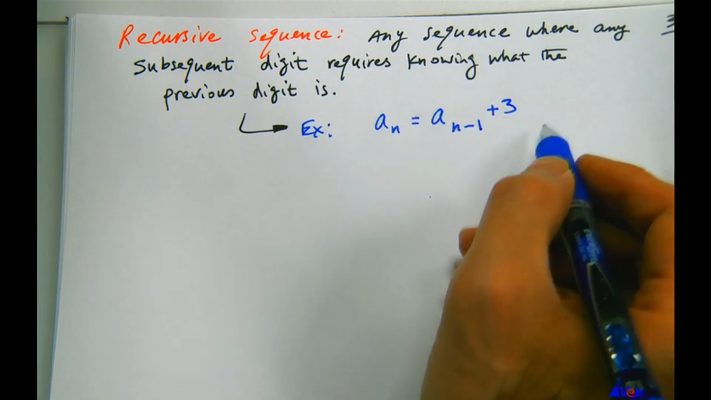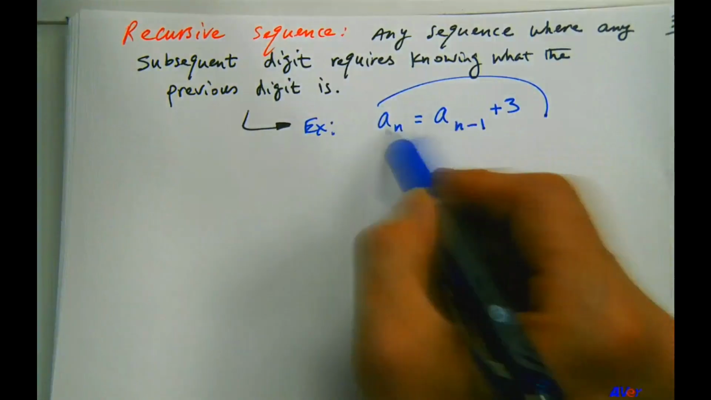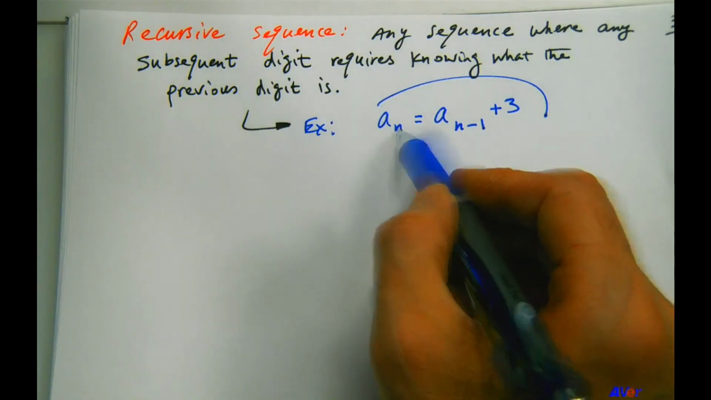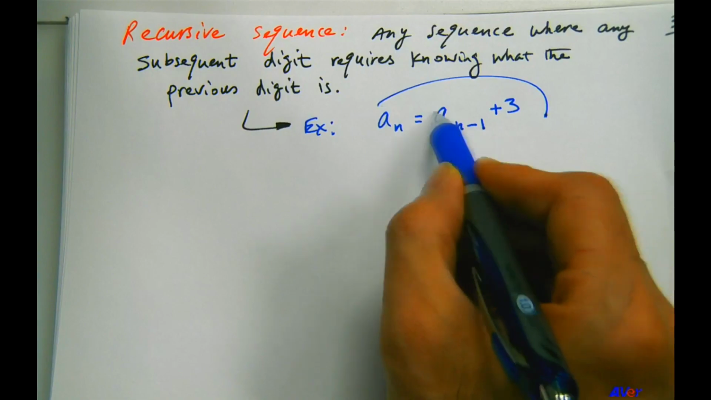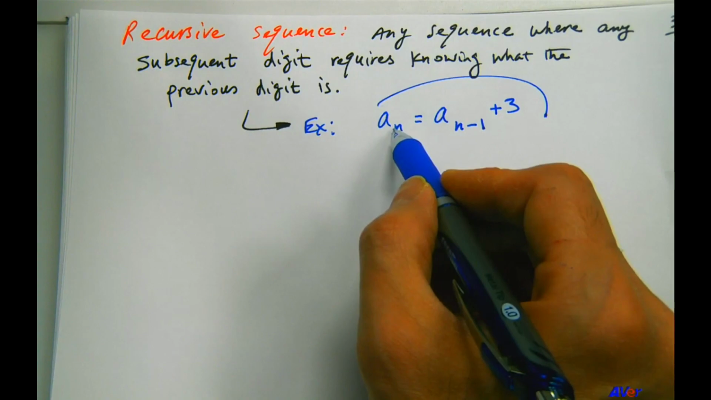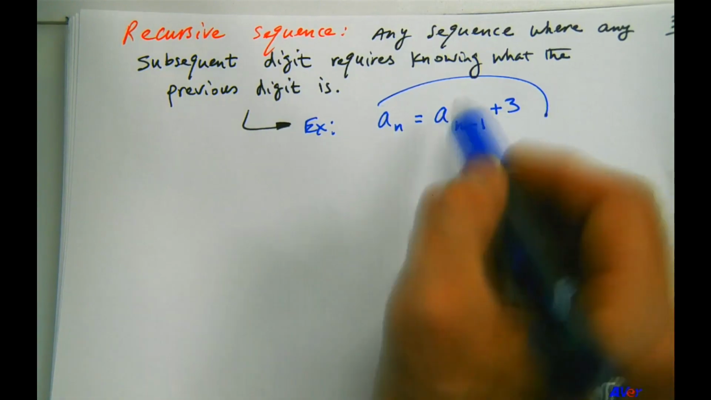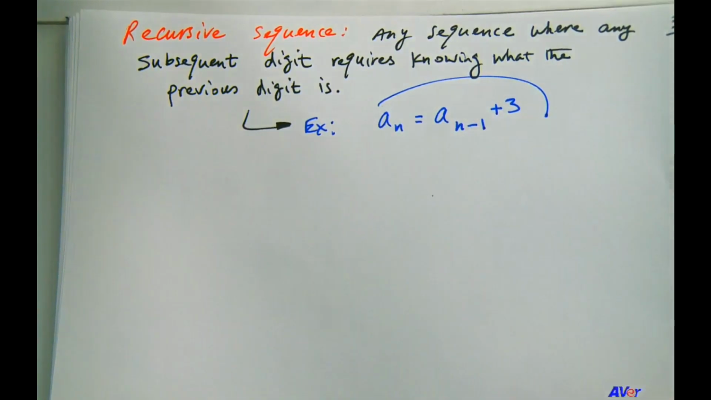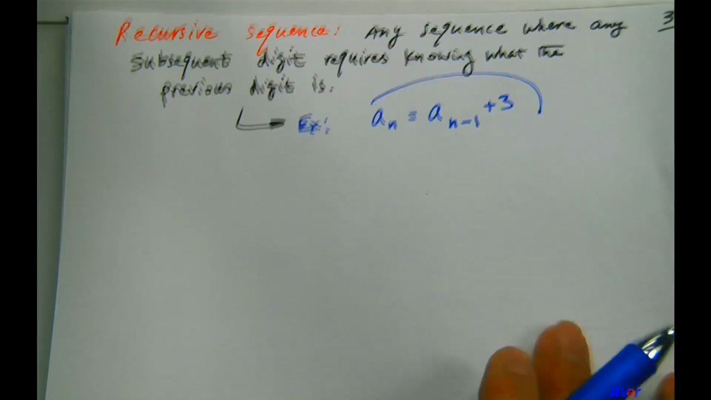Okay? So that's a recursive sequence, because if you want to calculate the fifth term, let's say A5, look at what this term is doing. It's saying A5 equals A4 plus 3. That means if you want to know what A5 is, you have to add A4, the fourth term, plus 3. Well, that means you need to know what the fourth term is. Okay, so that's a recursive sequence. Let's do an example of dealing with a recursive sequence.